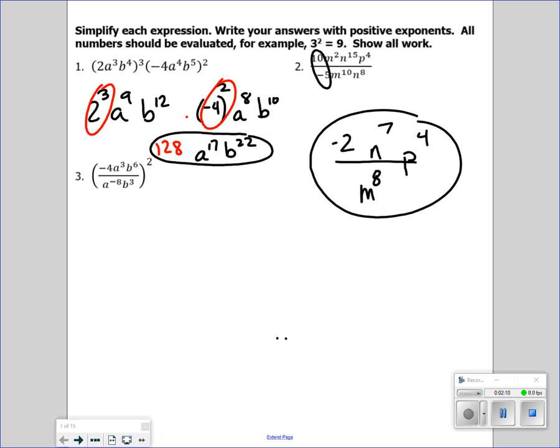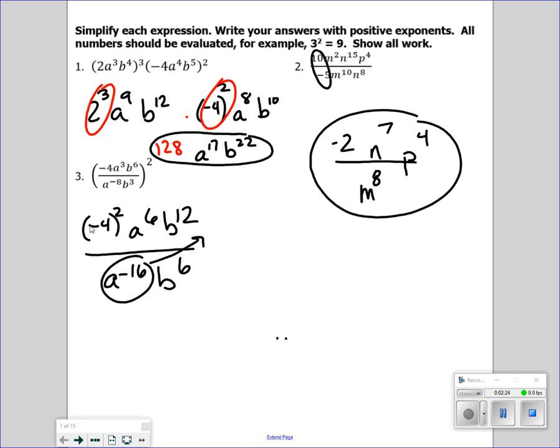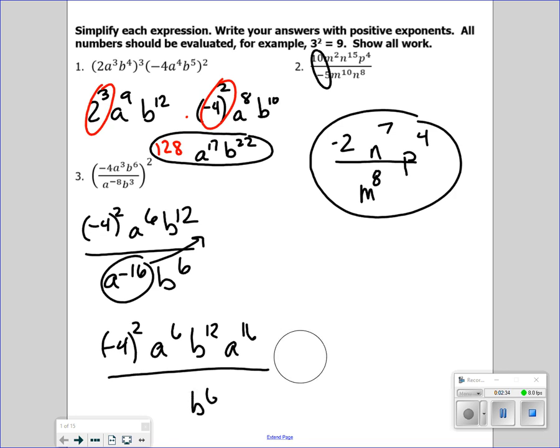Everything in the parentheses raised to the exponent. So the -4 gets taken to the second, a to the 6th, b to the 12th, a to the -16, b to the 6th. Now, negative exponent means it needs to move. So I have (-4) to the second, a to the 6th, b to the 12th, a to the 16th, over b to the 6th. So now it's a matter of just dealing with the number and dealing with the exponent.